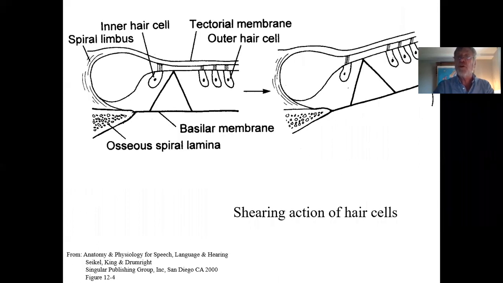The movement of that scala media up and down at some unique place along the basilar membrane, whether the base, the middle, or the apex, is going to change this still motion into this. And see how the hairs are bent now? The way to best explain it is, don't think of it doing this. Think of it as doing this.